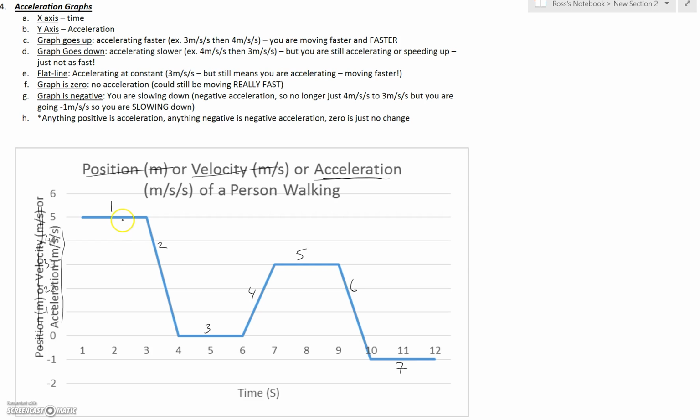Starting with this flat line here, we always want to look at what's going on in the y-axis. We know it's a flat line, no change, but we have to remember we're not changing our position, we're not changing our velocity. It's no increase or decrease in acceleration. So for seconds 1, 2, and 3, we are accelerating at 5 meters per second per second. Here it is constant acceleration. That means that every single second we're speeding up by 5 meters per second per second.